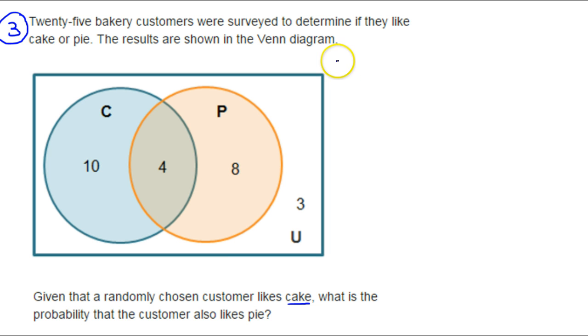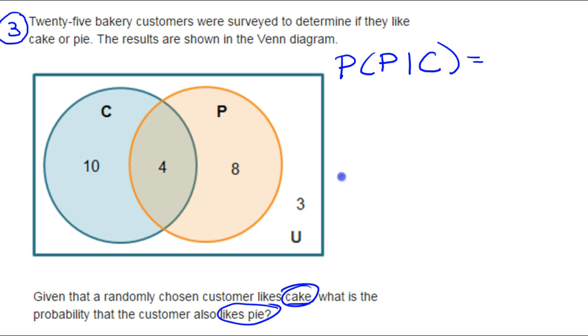So let's use our notation. Let's practice. So we're looking for the probability that the person likes pie. Given that the customer likes cake, all right? The randomly chosen person likes cake. We already know that. So that's the thing that we're given. So we're being asked, what's the probability that a person likes pie, given that we already know they like cake? And so look, as soon as you see that you're given some information, that becomes your universe.